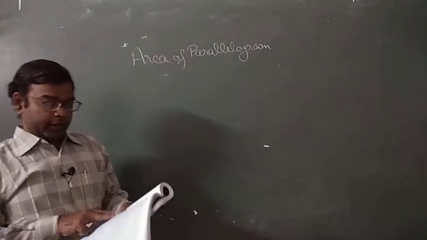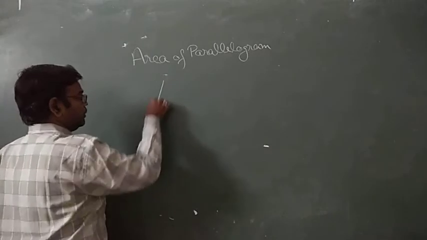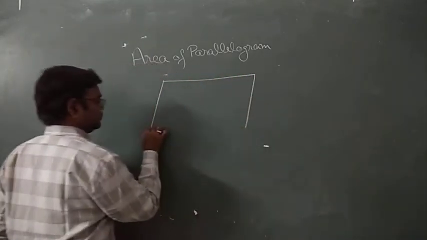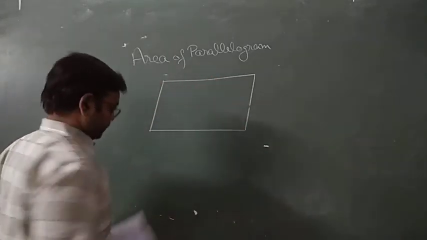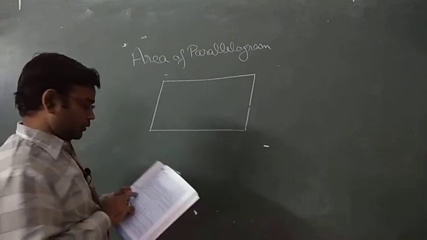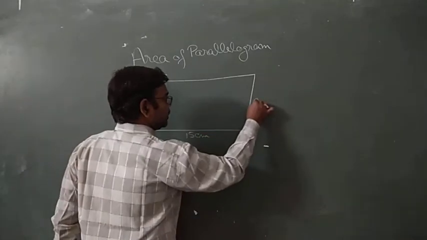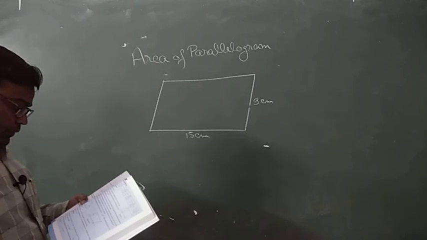In my book, it is question number 4. It is given that there is a parallelogram. Clear? There is a parallelogram. This one is the longer side, this one is the shorter side. And the lengths of the sides are given. This is your 15 centimeter. This is your 9 centimeter.